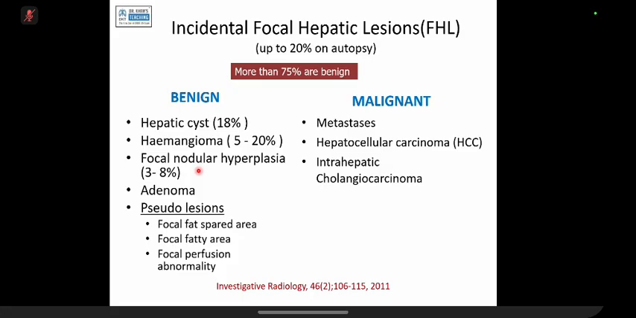But here, there is a tumor known as adenoma. Adenoma also enhances on arterial phase. It is benign, but 10% of adenomas can convert to malignancy, and adenomas can also present with bleeding. So they are not as benign as focal nodular hyperplasia. So can we differentiate between the two? Yes is the answer, and it's a game changer.